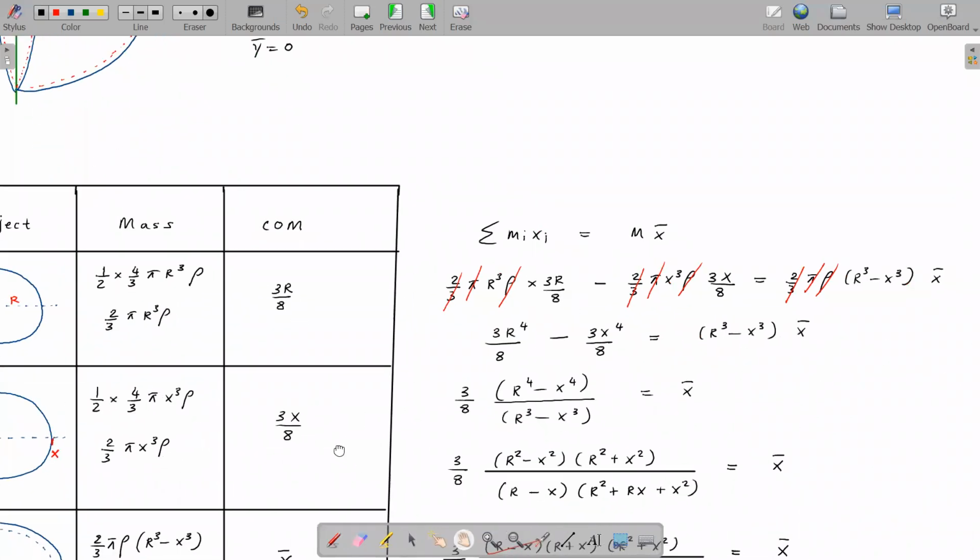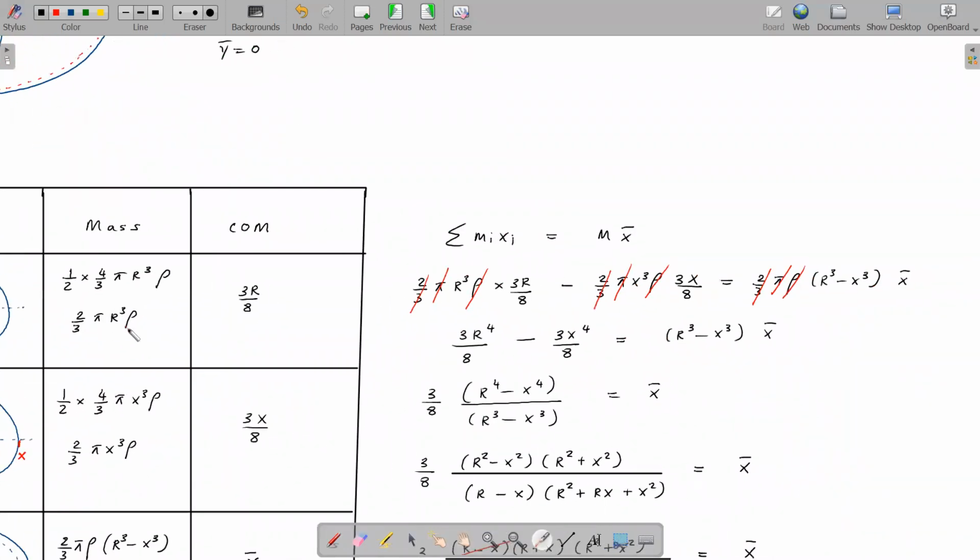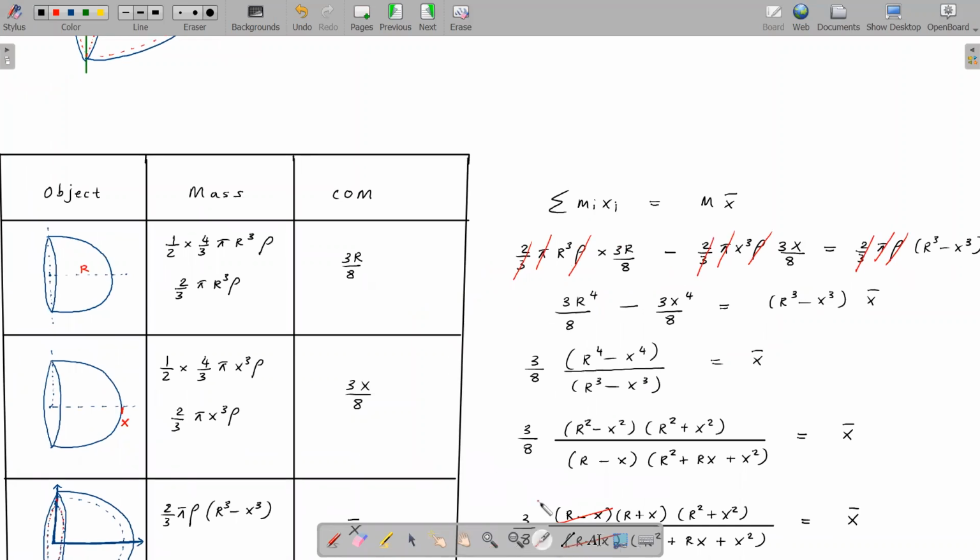All right, guys. So let's now input the values. You can see it's 2 over 3 pi r cubed rho multiplied by 3r over 8. What I've done here is multiply the mass with the center of mass. That's what we do. And then sigma means you're supposed to add the next mass with its own center of mass. However, you can see that I've done a subtraction. What's the reason that I'm doing a subtraction? In this composite body, to one solid hemisphere, I'm not adding another solid hemisphere. From this given solid hemisphere, I'm removing this solid hemisphere. Because it's a reduction, because you're removing, we need to subtract.